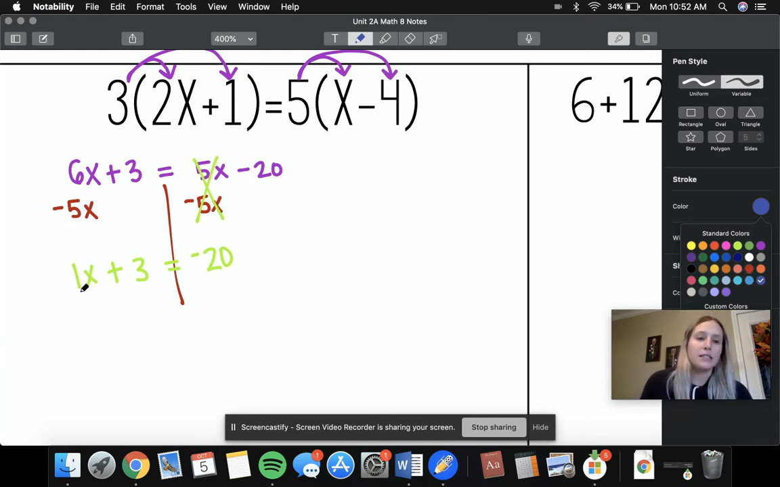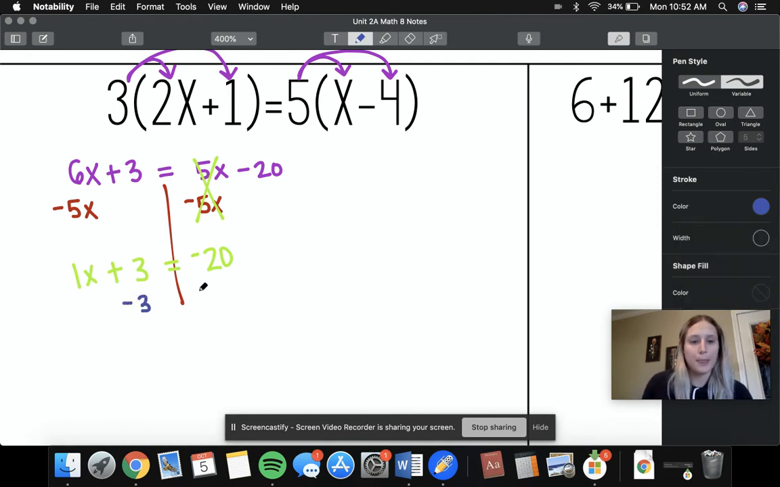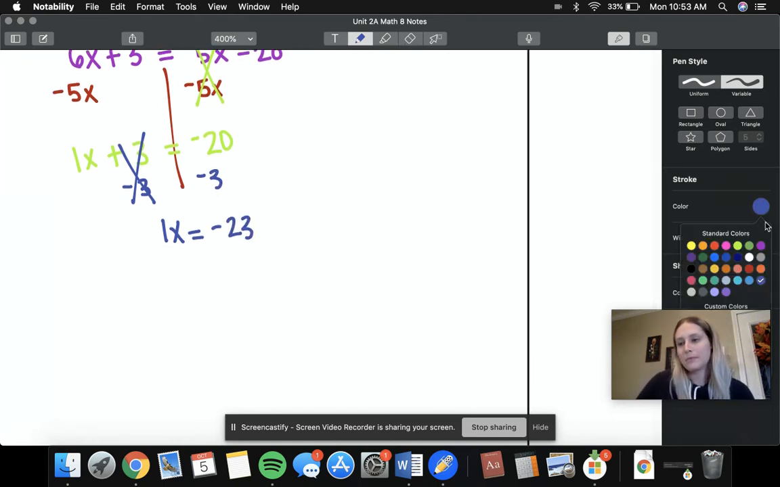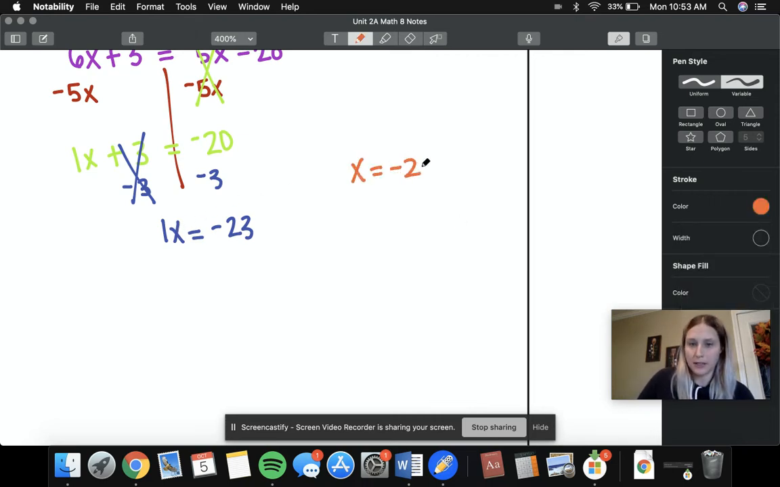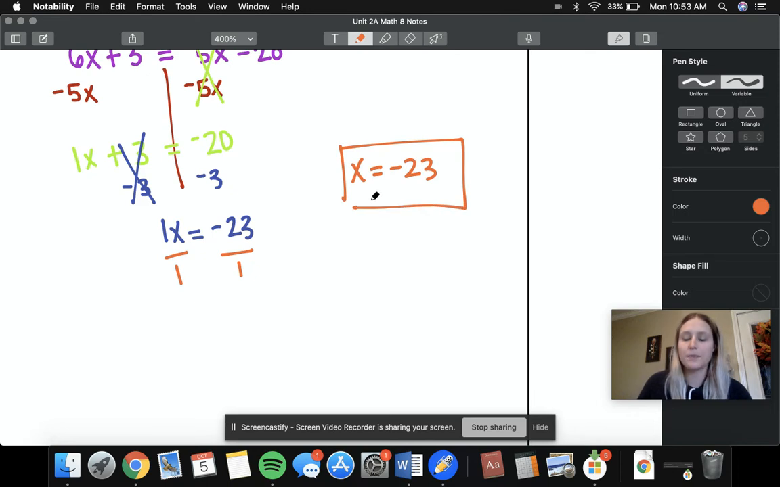All right, so now we just basically need to get this x isolated. So we have this positive 3, so we're going to subtract it away. A positive 3 and negative 3 make a 0. Negative 20 and negative 3 added together would make a negative 23. Now we do have 1x, so the answer is negative 23. But for good measure, if you feel comfortable, you could always just divide by 1, but you will get this as your answer. So x is negative 23, and we just solved our first multi-step equation.